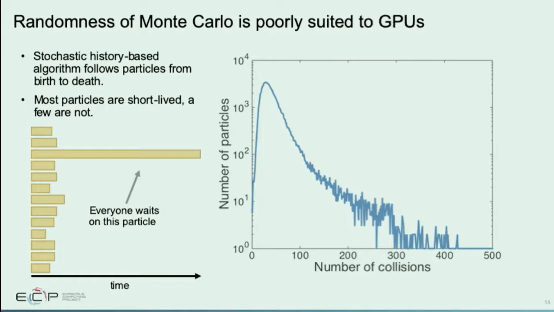And so you have the issue where if you parallelize over particles, the vast majority of them are going to be in the far left of this graph in terms of the number of collisions they're going to do before they finish their path. But a few of them are going to live for a long time. They're going to continue going through that code loop over and over and over again while everyone else waits on them. And that's a serious problem.